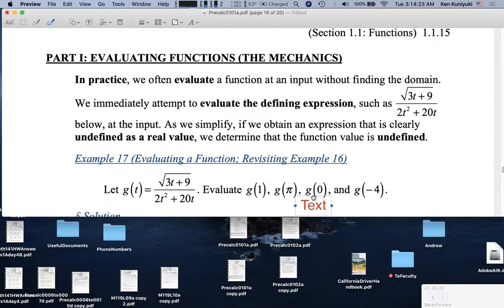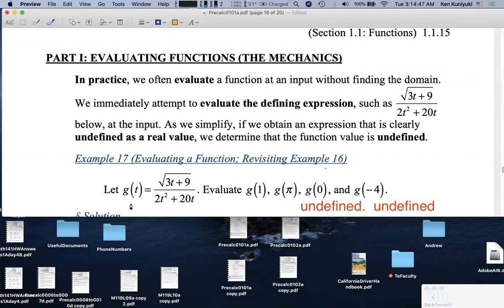So of these four, g of 0 will be undefined, and g of negative 4 will be undefined. However, the others will be real and defined. We're going to get real outputs for these two. Now, if I ask you to evaluate g of 1 or g of pi, you may not have to find the domain first. It's often the first question we ask about a function, what's its domain?